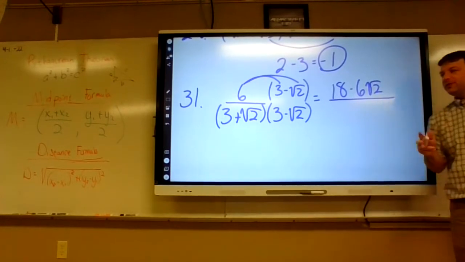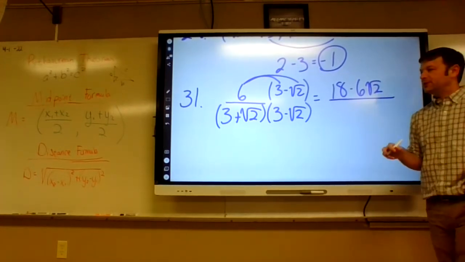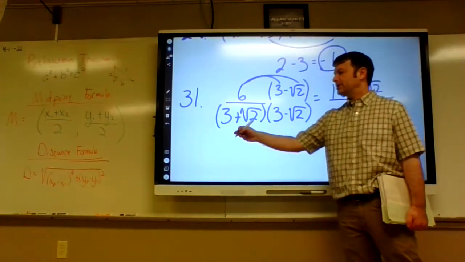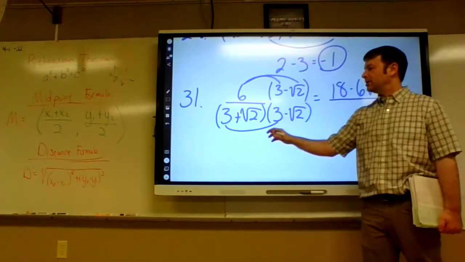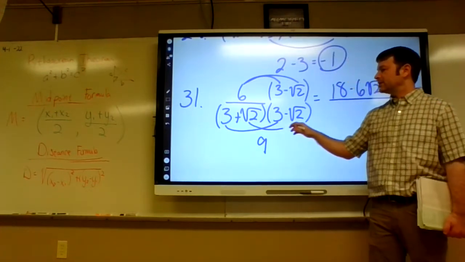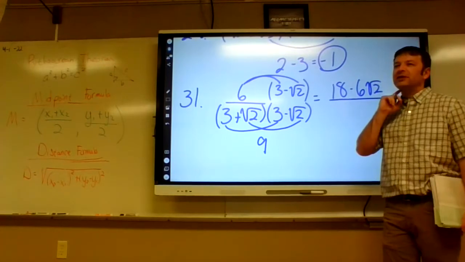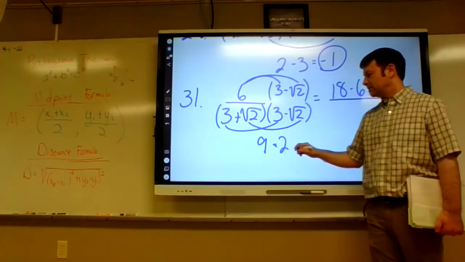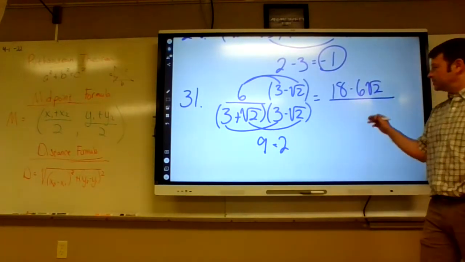And the bottom is a FOIL problem, but we can get away with just the first and the last. So what's the first? 9. What's the last? Minus 2. Oh yeah, 9 minus 2 is 7.